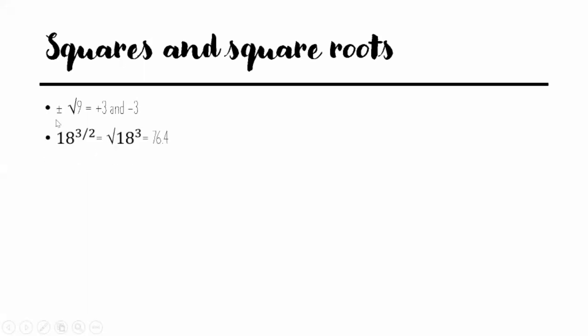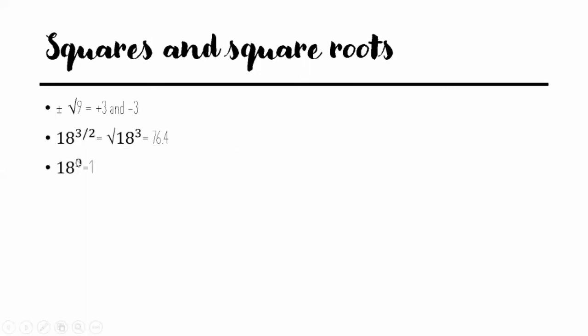Then, if I have a value termed as 18 to the power 3 upon 2, how can I simplify that? The top number, the numerator, is going to stay with the number, so the cube is going to stay with 18, and the 2 is going to go in the root. So I have the square root of 18 cubed, which comes out to be 76.4.